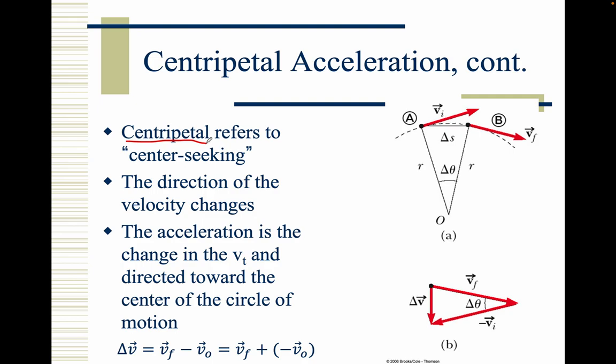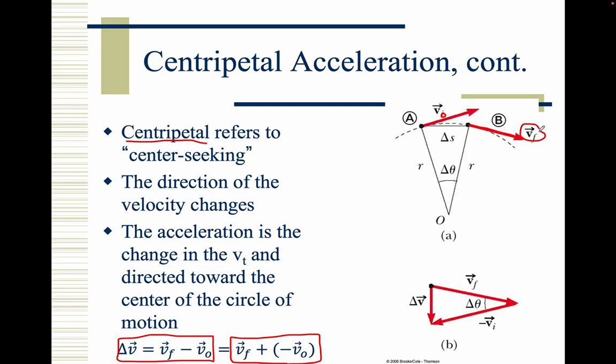What is the direction of delta V when an object's moving in a circular path? Here's V initial and here's V final. If I'm trying to find delta V, it's always the final minus the initial. But in this case, I'm going to cheat a little bit and write it as V final plus negative V initial. Well, if you look up here, V final is this vector pointing down this way.